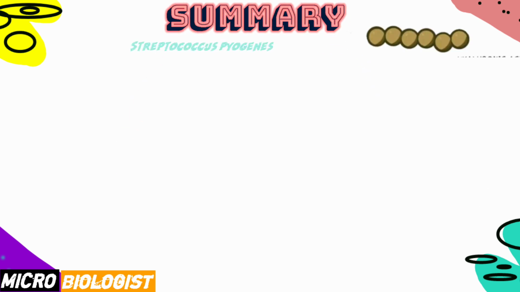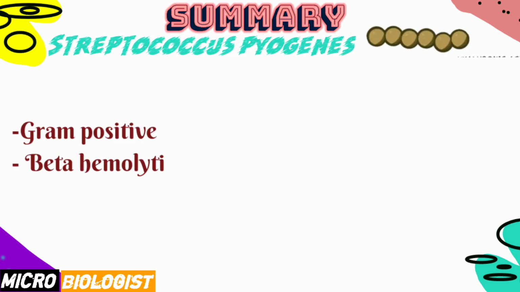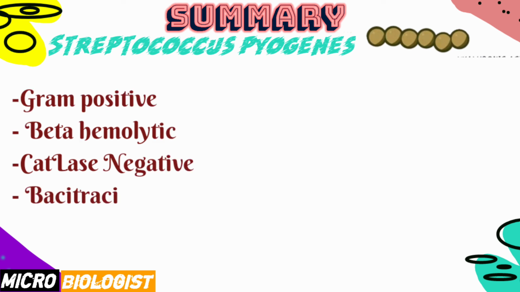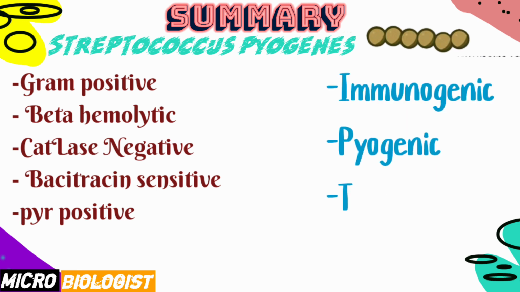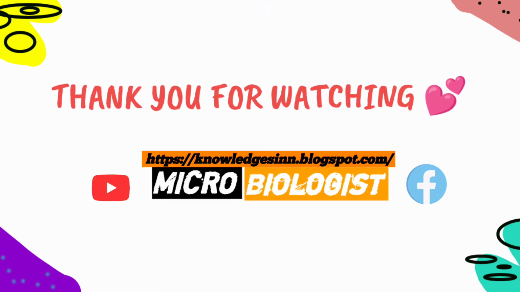Let's sum it up: gram-positive, beta-hemolytic, catalase-negative, bacitracin-sensitive, PYR-positive. It causes diseases through three ways: immunogenic, pyogenic, toxigenic. This is all about our today's lecture.